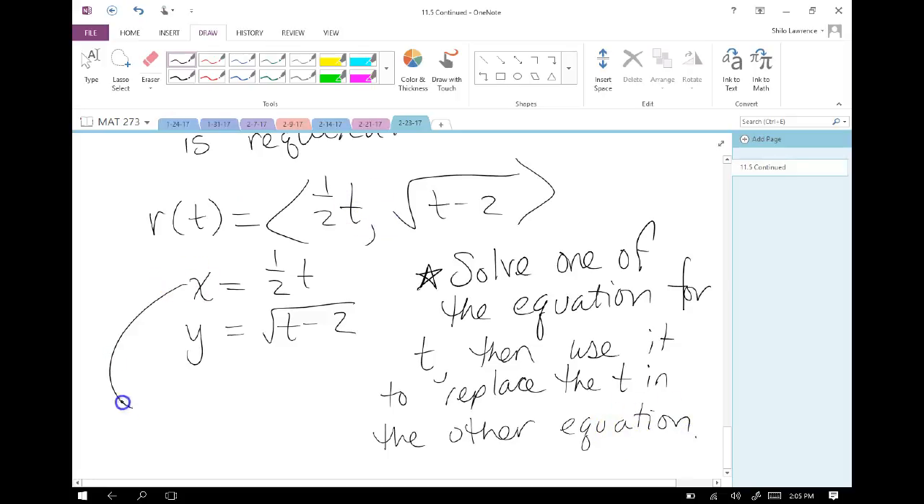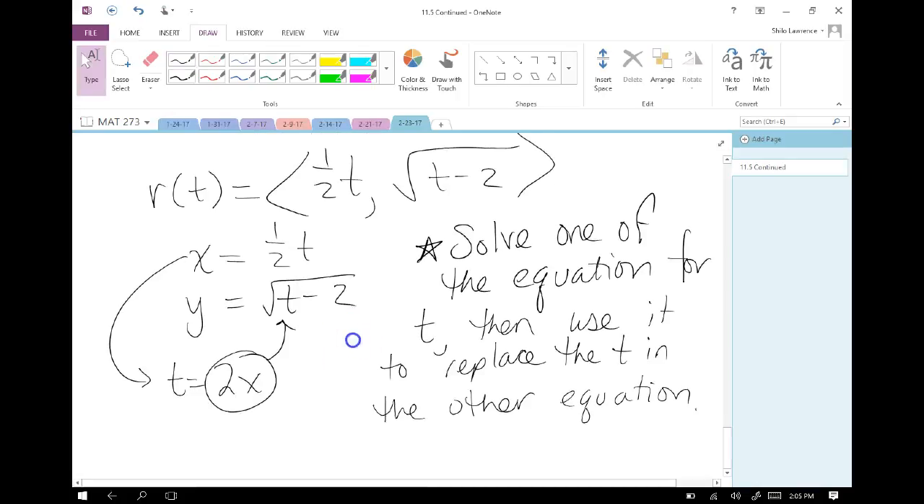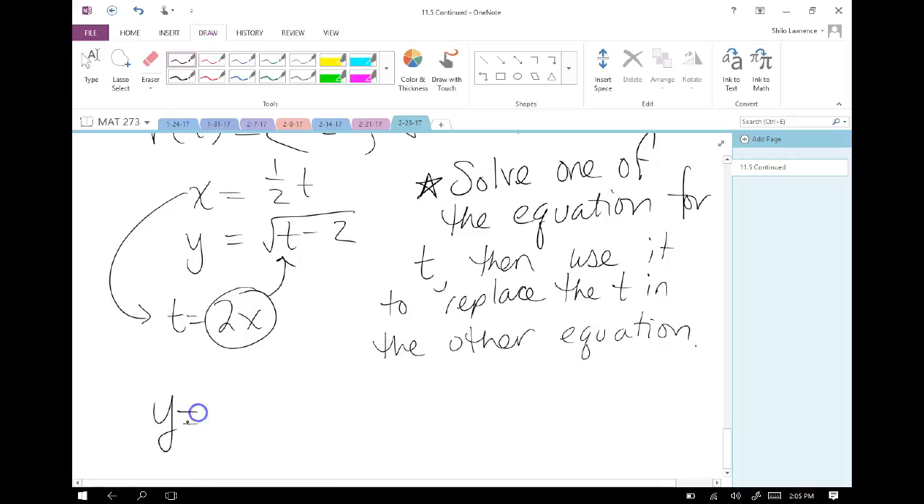So if we solve the x equation for t, we get t equals 2x. And then I can take the t in my y equation and replace it with 2x. It's the same exact t in both equations. And what we're left with is y equals the square root of 2x minus 2. And that we can plug in our calculator to see the graph.